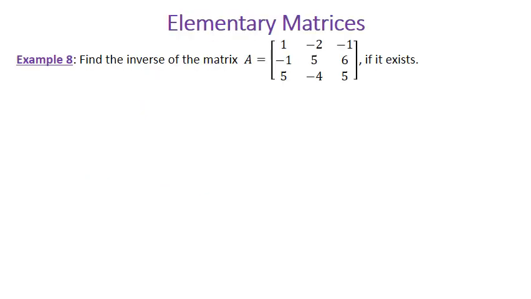Okay, let's try another example here. So we have another 3 by 3 matrix, and we want to find this inverse if it exists. So remember, we're going to start with A I, and we want to convert this to the same thing that we did in the previous example. We want this to be I times A inverse. Okay, so we will set it up as follows.